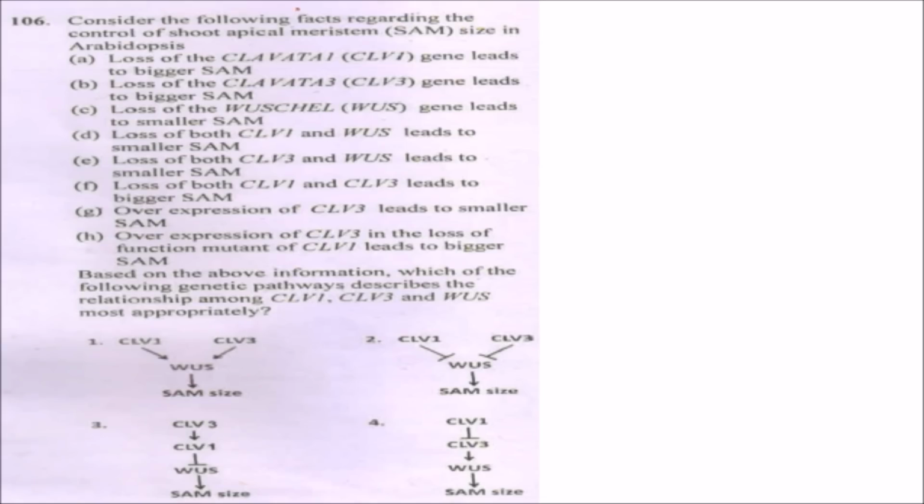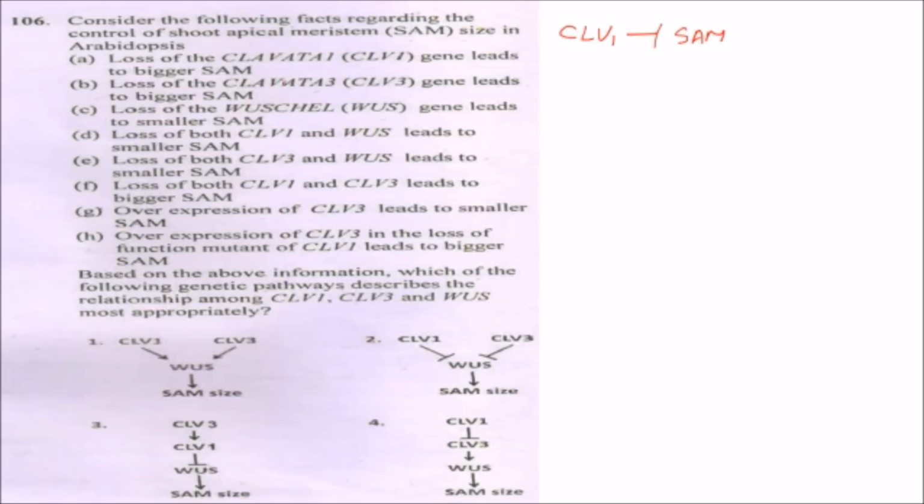Next question is, consider the following facts regarding the control of shoot apical meristem size in Arabidopsis. So these are some statements from which we have to analyze the pathway controlling the SAM size. Now the first statement is loss of CLV1 gene leads to a bigger SAM. It means that if the CLV1 gene is not there, it will lead to a bigger size of the SAM. It means it is negatively controlling the size of the SAM.